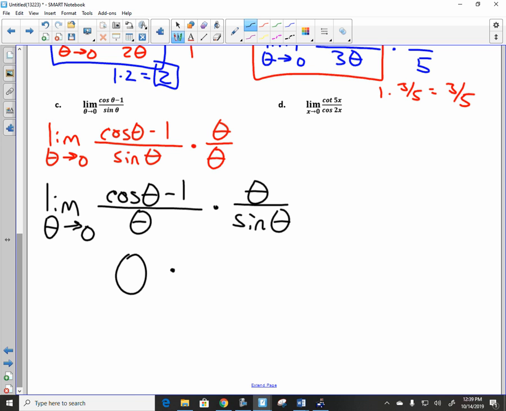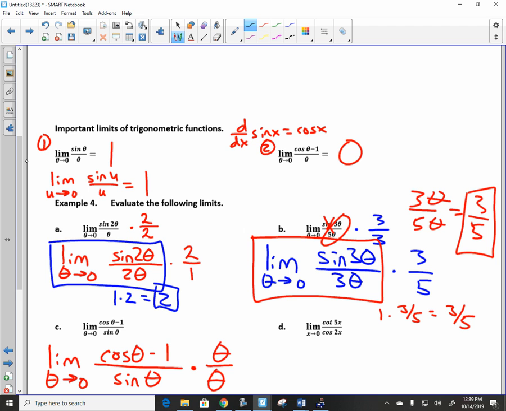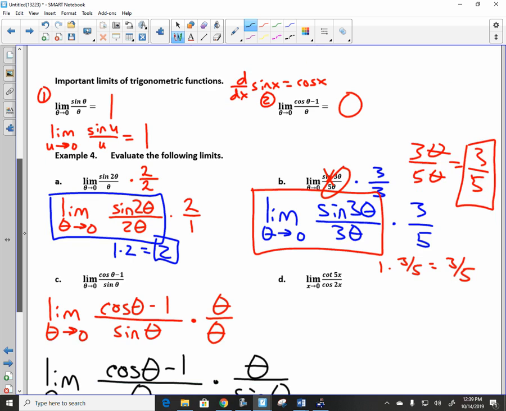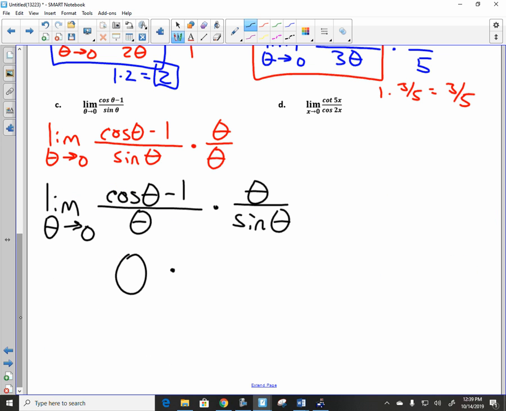Times. What? Folks, yep, you gotta focus. We just came up with that one right there. Zero times. Now, folks, we said that the limit as theta goes to 0, sine of theta over theta was 1. Here we have the reciprocal. Well, what's the reciprocal of 1?